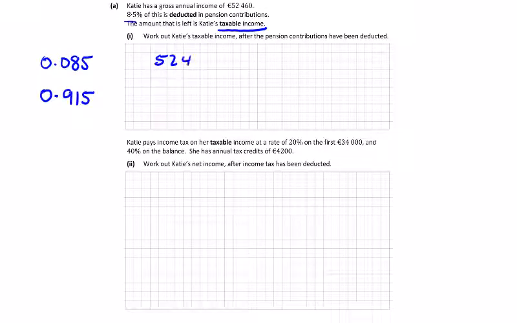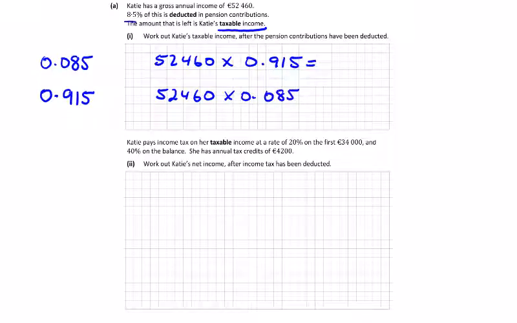So 52,460 by the 91.5% will give us what we have left. Or you take 52,460, get 8.5% of it, and then take it away from 52,460, and you'll have what you will have left for your taxable income. So how much is taxable here? 52,460 by 0.915 gives 48,000, nearly exactly, and 90 cents.